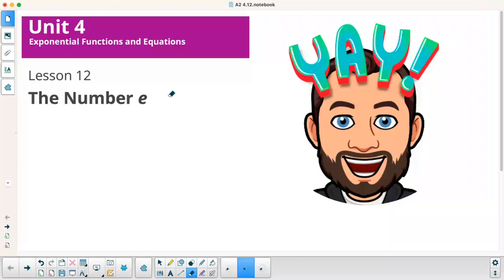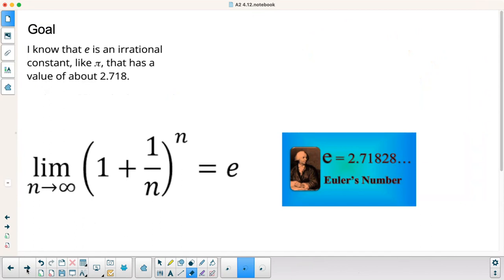Algebra 2, Illustrative Math, Algebra 2, Unit 4, Lesson 12 is called the number e. So you might be saying, e is a letter, not a number. But e is kind of like pi. It represents a number. Our goal today: e is an irrational constant, kind of like pi. It has a value of about 2.718. Pi is a Greek letter, and it's 3.14159, and it keeps on going.